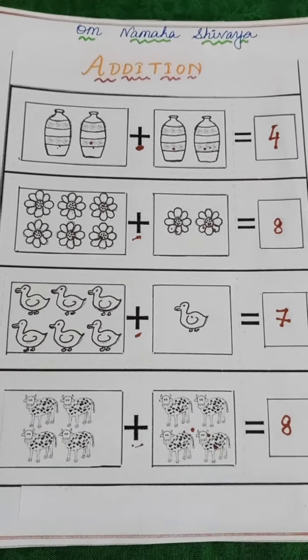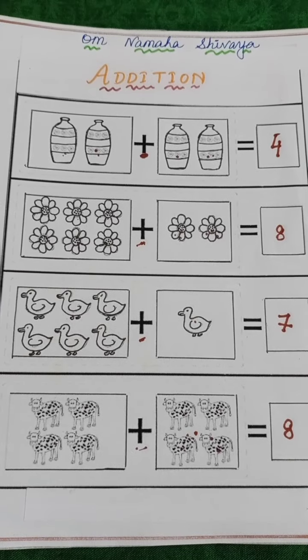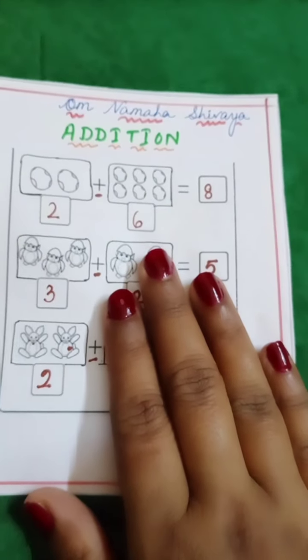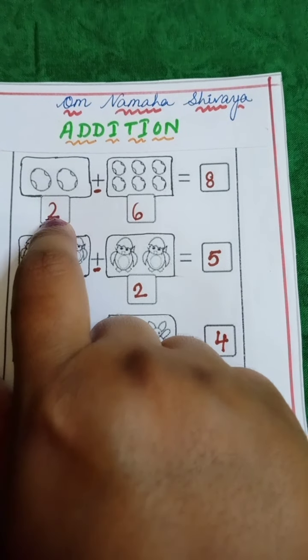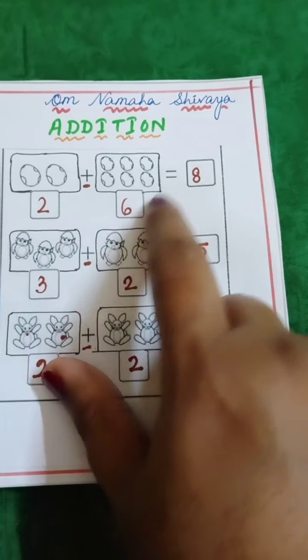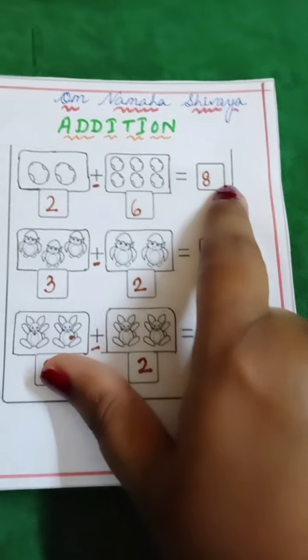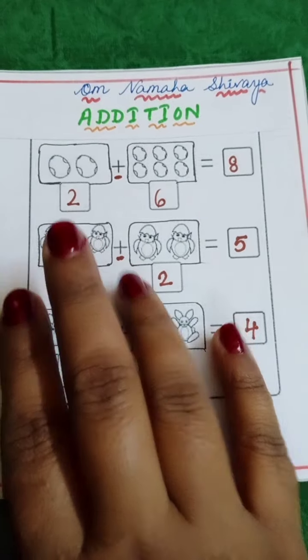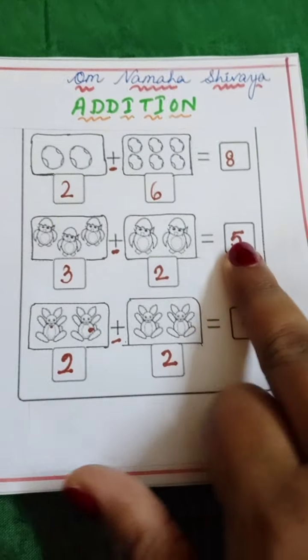In the same manner, we did another activity, and let me first show that to you as well. We did this activity also. Over here in the first box you can see 2 balls. So I wrote over here 2 plus 6 balls. I wrote over here 6 is equal to 8. This type of addition is called picture addition. You can see pictures, you can count them and write the answer.